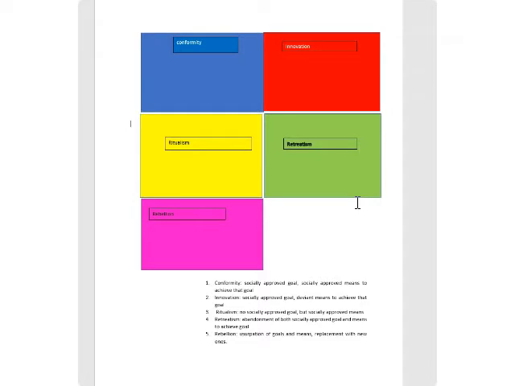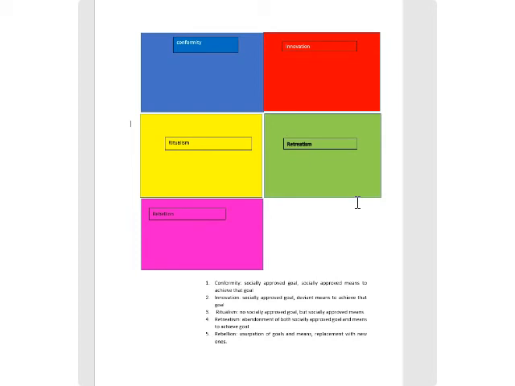If we move over to the fourth quadrant, the green square here, we see retreatism. That would be eschewing or abandoning both socially approved goals and means. This is the drug addict, the person who is addicted to alcohol, or maybe a person who is mentally ill. Note here that deviance for Merton is bigger than just crime. It's at odds with the norms of society.